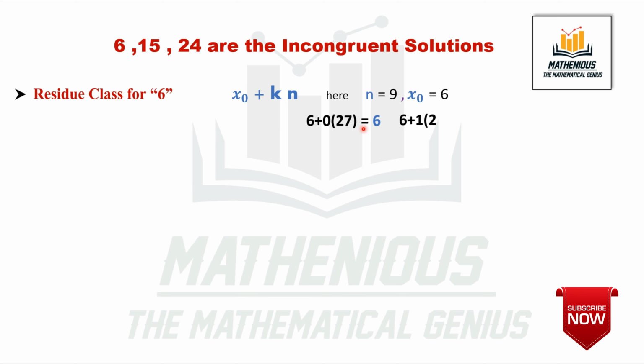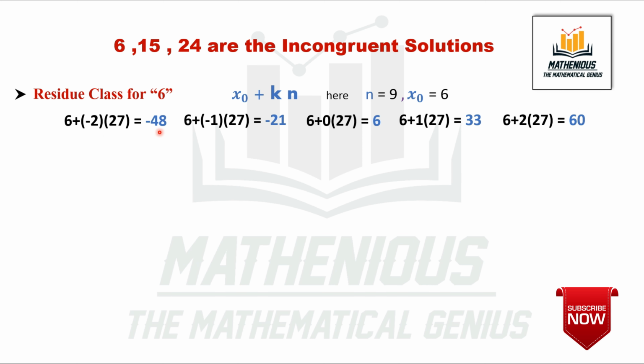If we put k equal to 1, we have 33. If we put k equal to minus 1, we have minus 21. If k is equal to 2, we have 60, and if k is equal to minus 2, we have minus 48, and so on on both sides. Now I am writing these integers in a solution set: minus 48, minus 21, 6, 33 and 60. These are the congruent solutions for the respective incongruent solution. If we put any one of them in the given congruence, it will satisfy that congruence too.